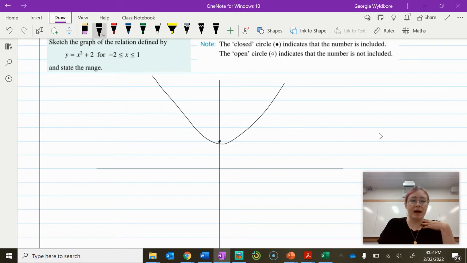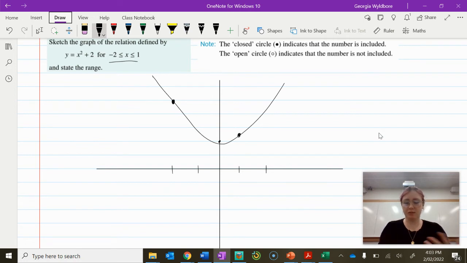But we have a defined domain here. We're saying this graph is only going to exist between x at -2 and +1. So -2 being here, and we've got the solid dot because we've got the equals, and +1 there.